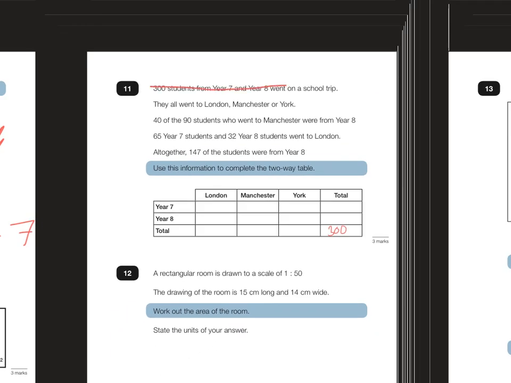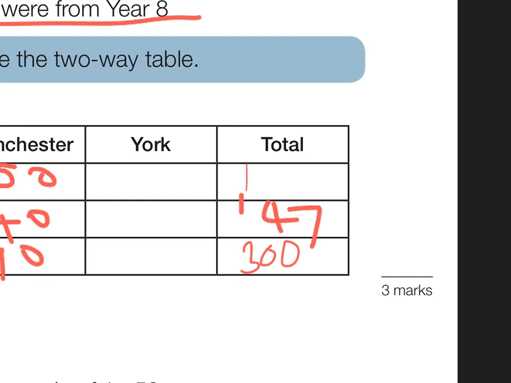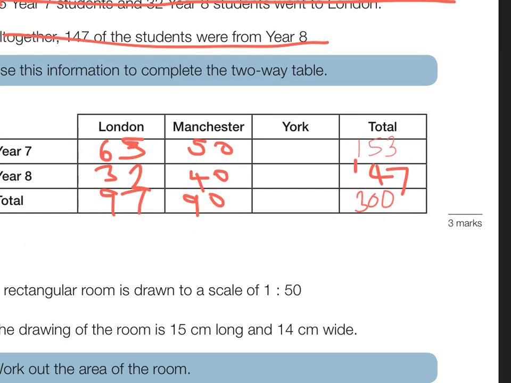That's in our first line. 40 of the 90 students who went to Manchester were from year 8. So 40 from year 8 and 90 in total, which must mean there's 50 who are in year 7. 65 year 7 students went to London and 32 year 8 students. So in total that's 97. And 147 from year 8. 147. So 300 take away 147 is 153. 97 add 90 is 187.